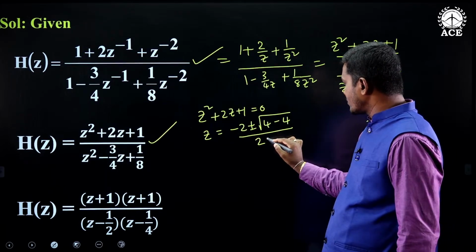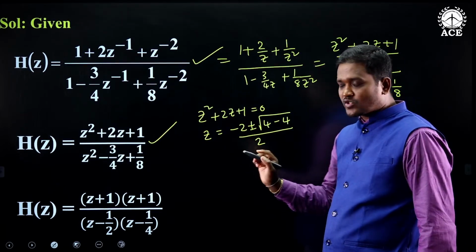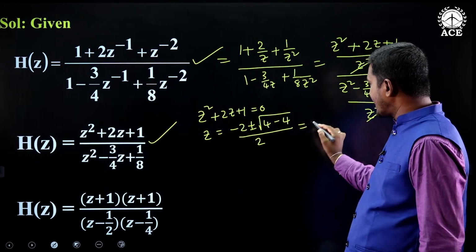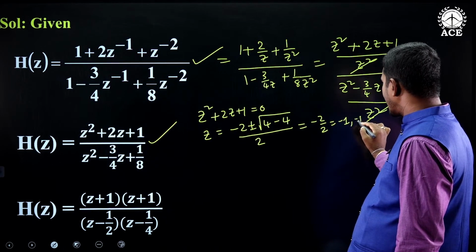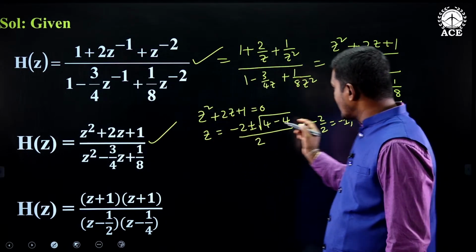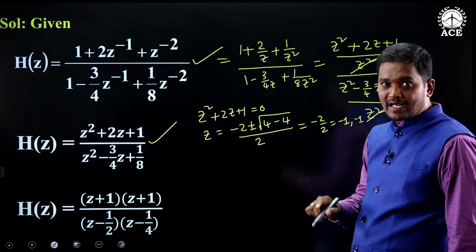2 into a is how much? 1. So, this is equals to 4 minus 4, 0. So, minus 2 by 2, how much you will get? Minus 1 comma minus 1, because it is a second order polynomial. So, you will get two minus 1s. Minus 1 and minus 1.